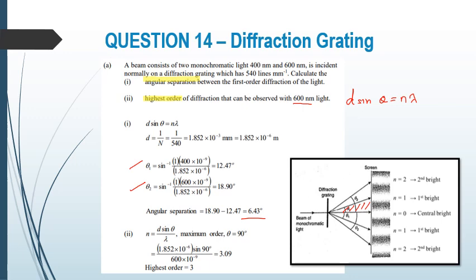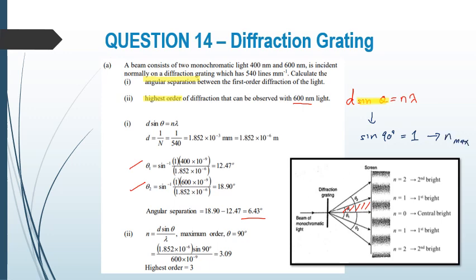When it comes to asking for maximum or minimum value, usually we can play with sine theta right here. Since the question is asking for the maximum value, what is the angle that can give us the maximum value? Well, if you have sine theta, then the maximum theta that we can use is 90 degrees, because sine 90 degrees gives us 1, which is the maximum value that we can have. So by assuming the angle equals 90 degrees, you can get the maximum order.